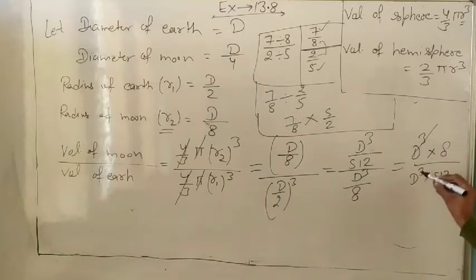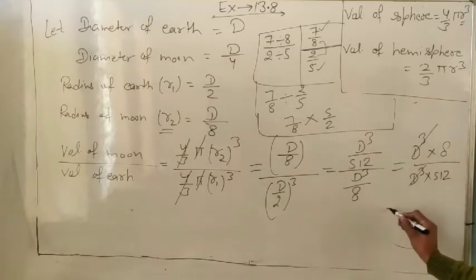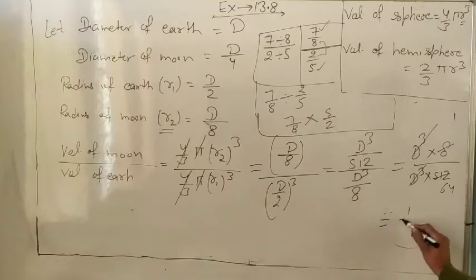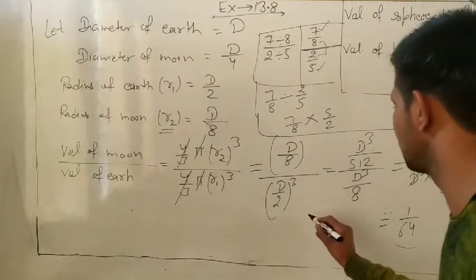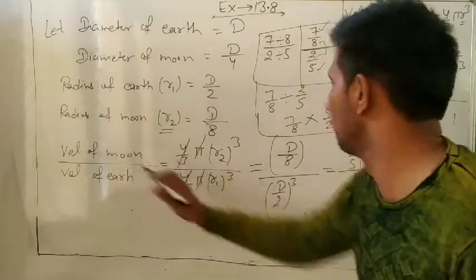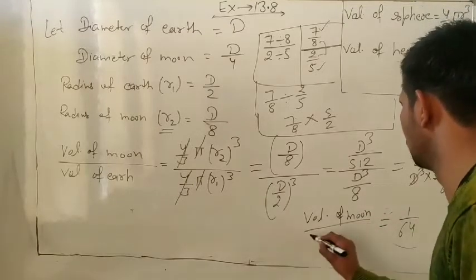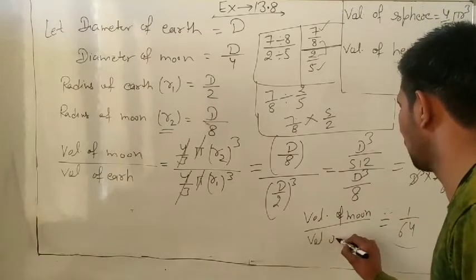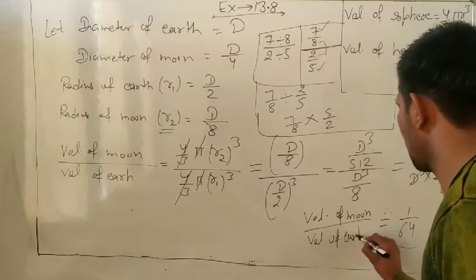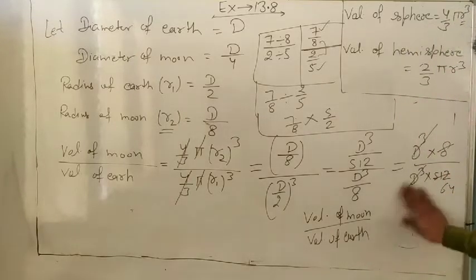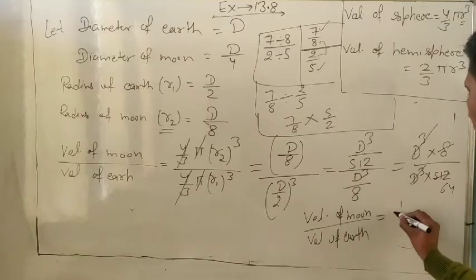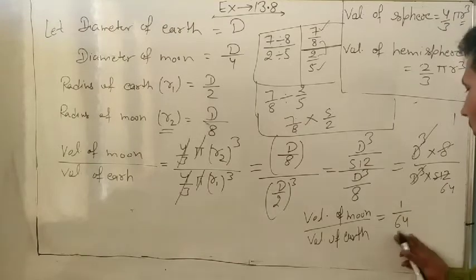So d cube cancels d cube. Yes. So what is 8 ones are 8? So it comes 64. So what is the ratio? Ratio is 1 upon 64. So it means, first we write volume of moon equal to volume of earth, how much? It is 1 upon 64.